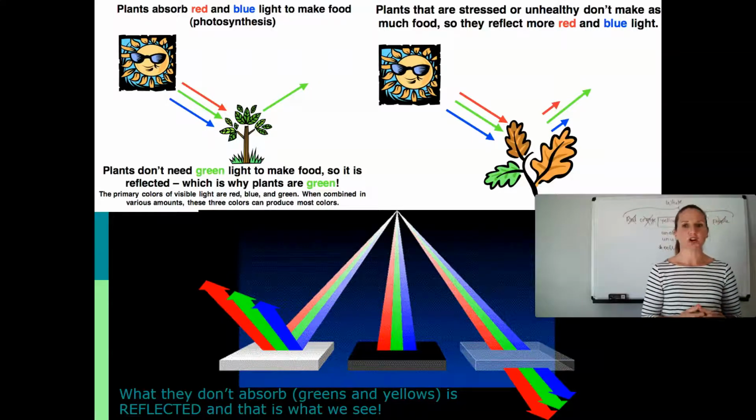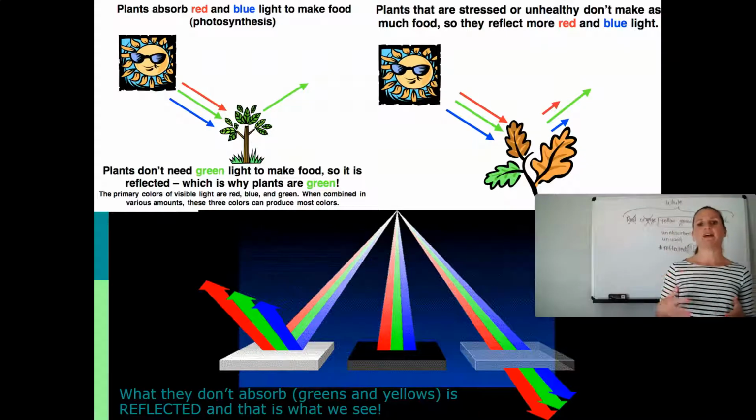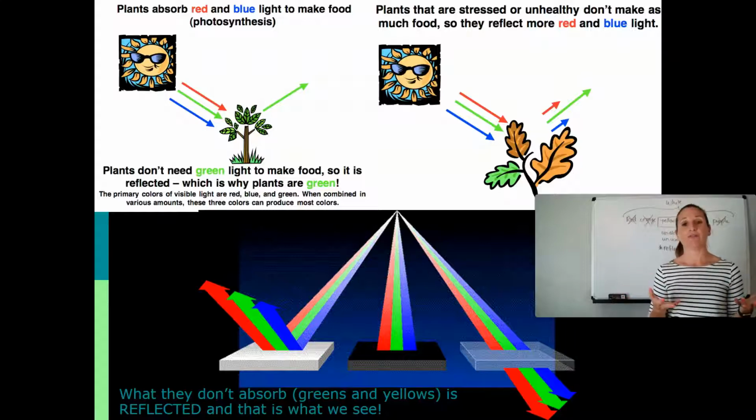When plants are stressed or unhealthy, their chloroplasts start to die. And as a result, their chlorophyll A and chlorophyll B start to die. And so more blue and red pigments get reflected.